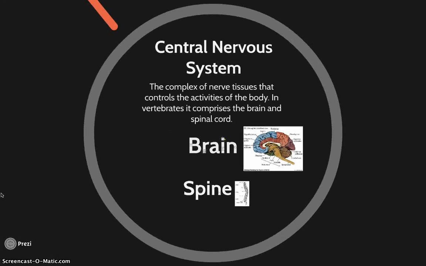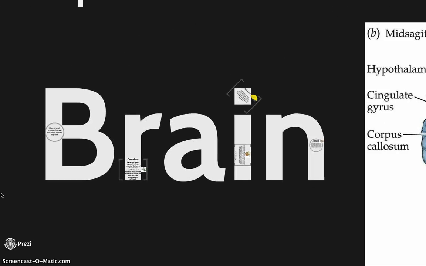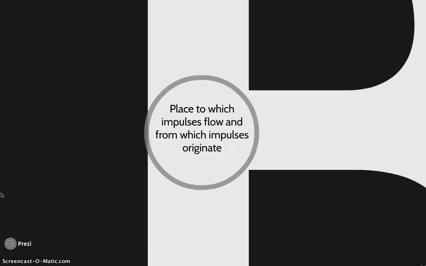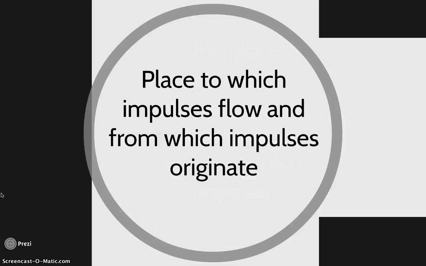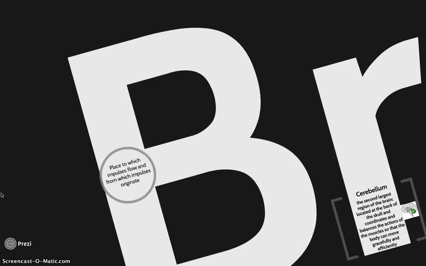So the nervous system is in two parts. The first part is the central nervous system. The central nervous system is the complex of nerve tissues that controls the activities of the body. In vertebrates, it comprises the brain and the spinal cord. First is the brain. The brain is the place to which impulses flow and from which impulses originate.